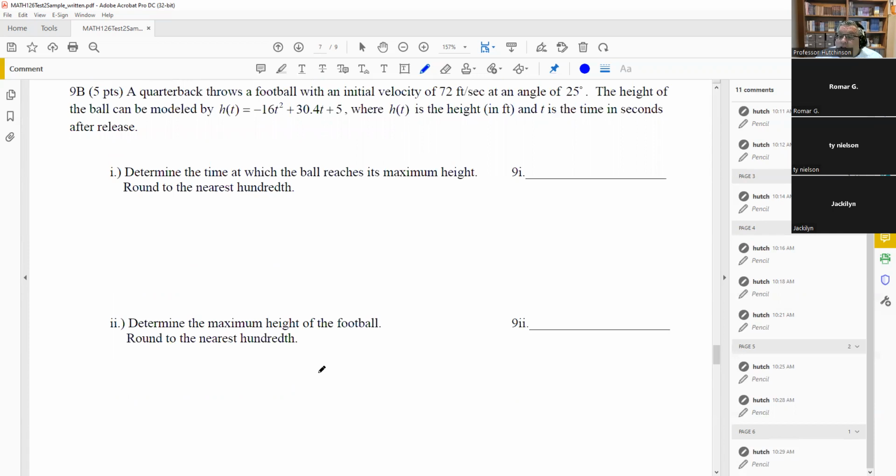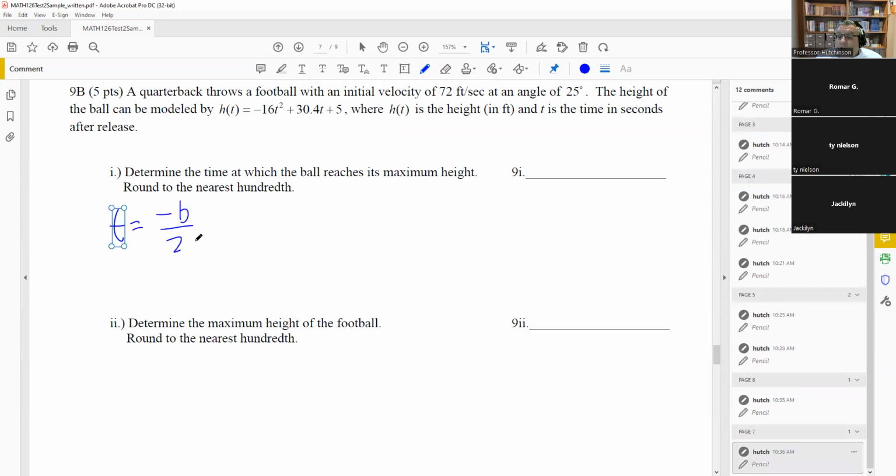It's something different. It says a quarterback throws a football, initial velocity is 70 feet per second, angle 25 degrees. Actually, this information they give you up front, you don't even need to use in this problem at all. All you have to be concerned about is the main formula they give you for the height. It says for part I, determine the time at which the ball reaches its maximum height. For this, you're still going to use the negative b over 2a formula. It's just that you'll have it equal to t instead of x, because you have time in this formula, not x. Because it has the word maximum and you have a quadratic, you're going to use the vertex formula. Even if it said minimum, you would still use negative b over 2a. Doesn't matter whether it says maximum or minimum, you're still going to use that formula.